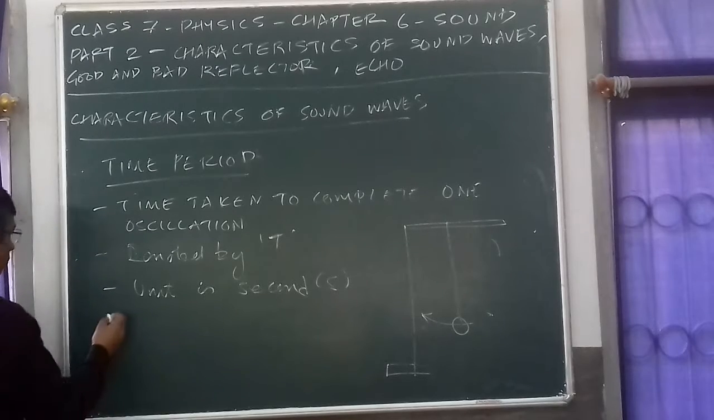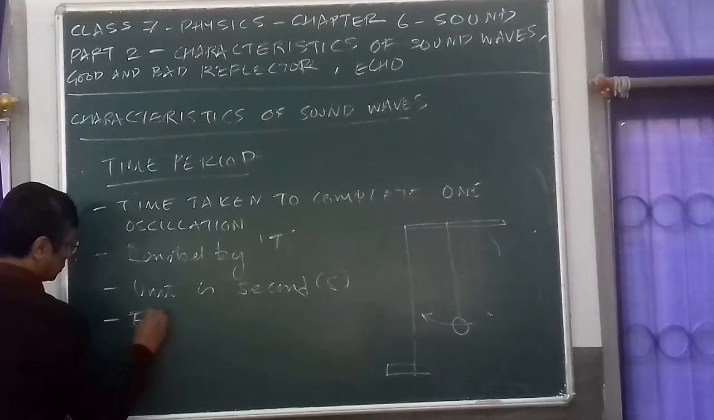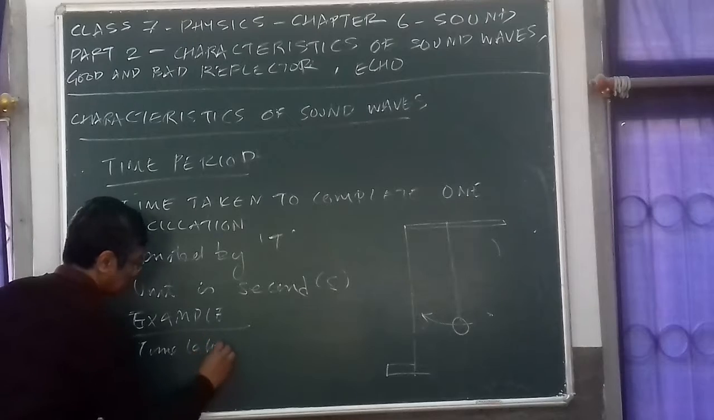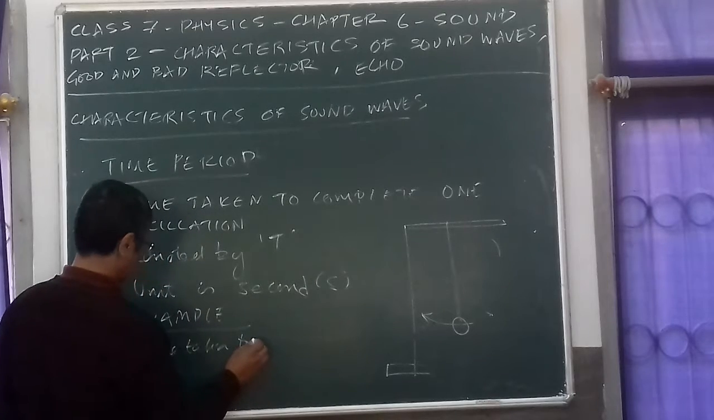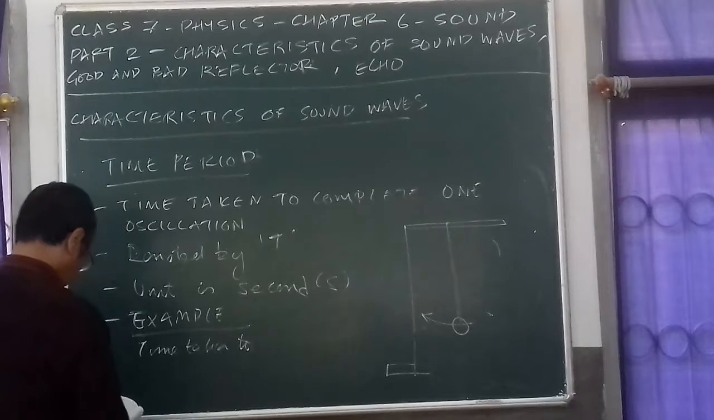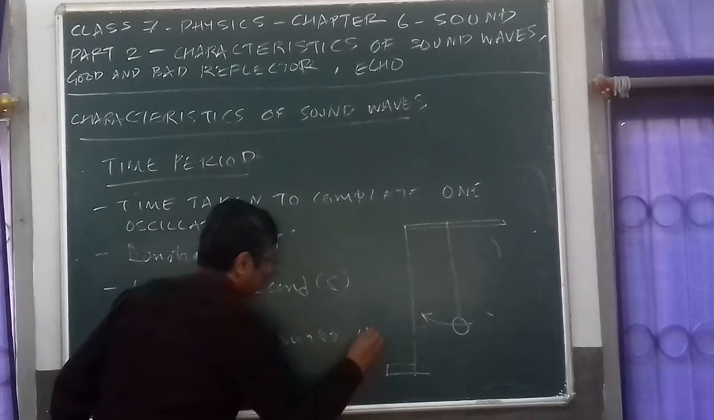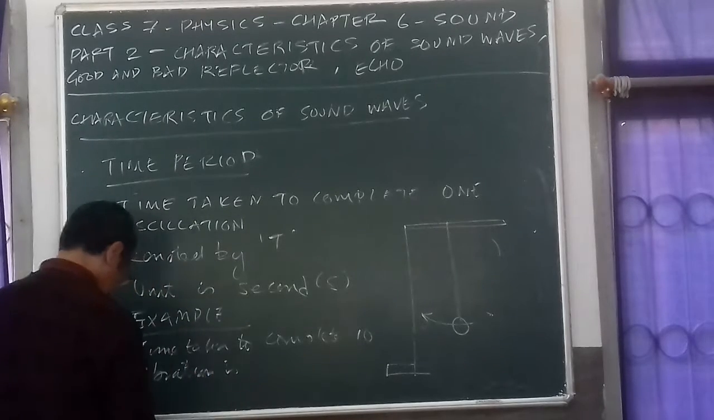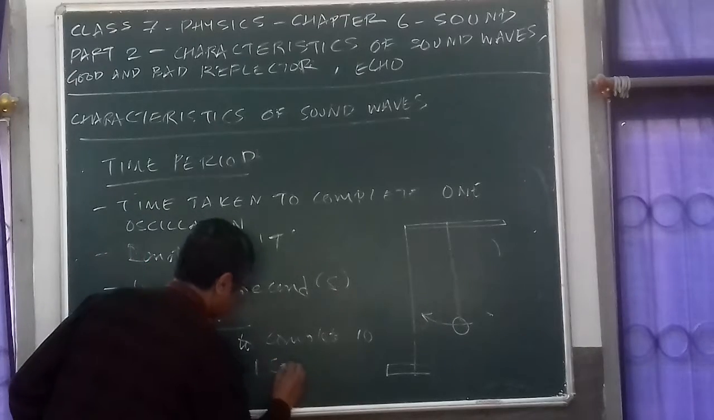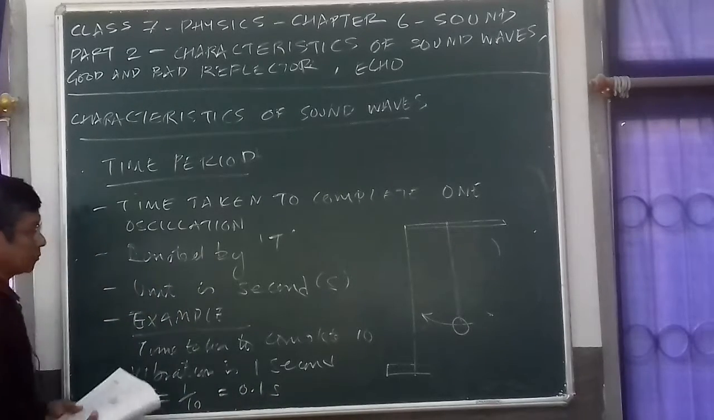As an example, if the time taken to complete 10 vibrations is 1 second, the time period is 1 by 10, which is equal to 0.1 second.